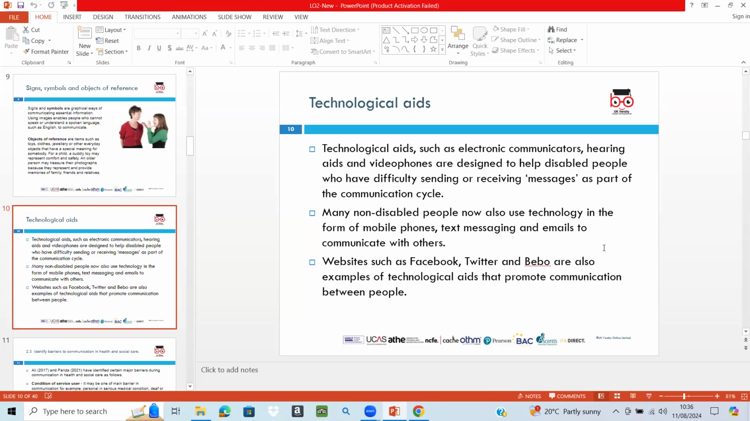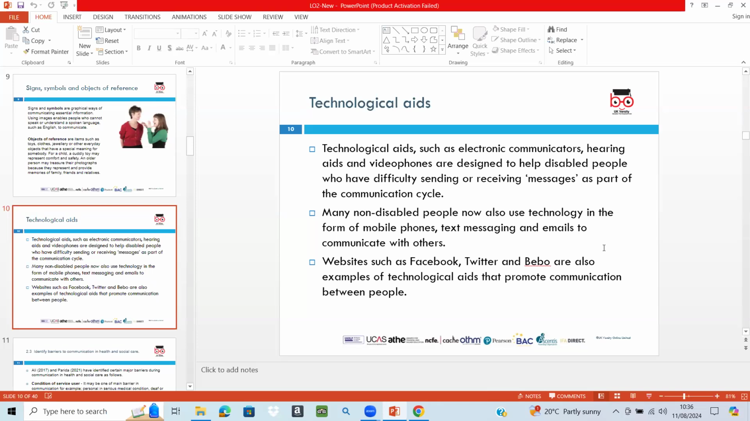Then we have hearing aids. What they do is amplify sound for individuals with hearing loss, making it easier for them to engage in conversation. As an example, during a consultation, a service user with a hearing aid can better hear and understand the doctor's instruction, ensuring they don't miss any important details.